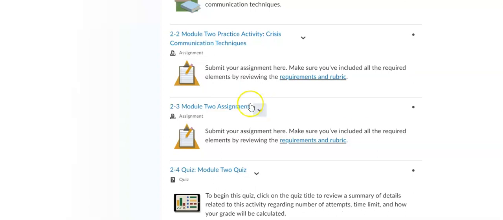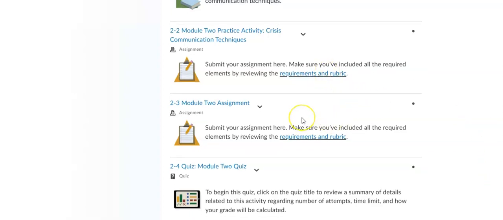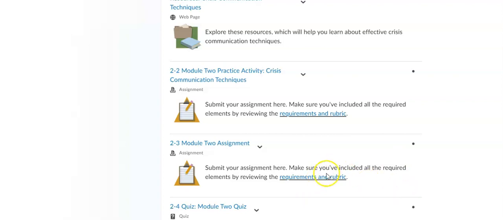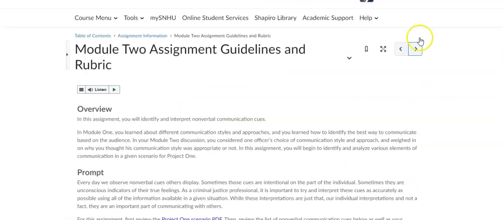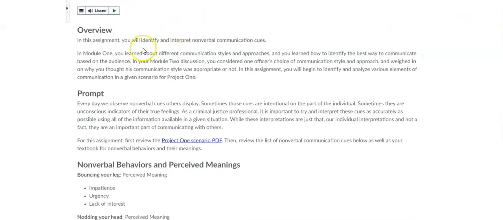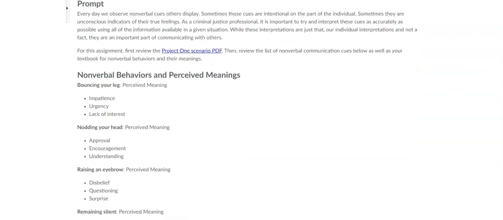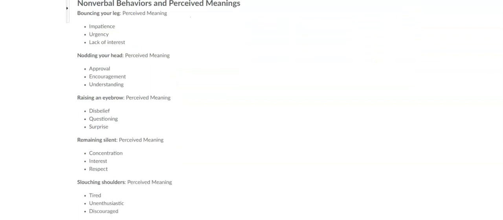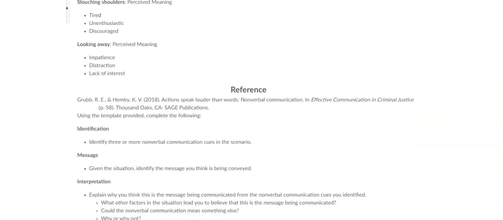And then we have your Mod 2 practice activity, crisis communication techniques. Make sure you look at the rubric, break it down. You have a Module 2 assignment. Make sure you look at the rubric, and you have a quick and short quiz. So this is what's expected. Plan your week. Let's take a quick look, though, at the rubric for the assignment, 2-3. All right, this is where the nuts and bolts of the expectations are. So make sure you click on that, scroll down, review the Project 1 scenario PDF, review these, etc.